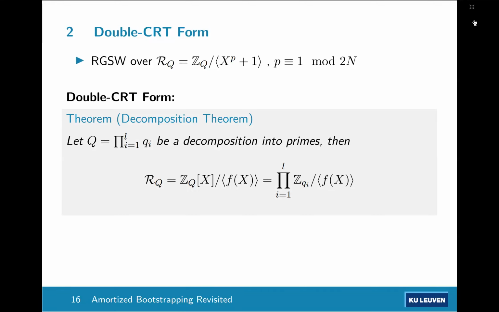We can then use a special technique called the double CRT form by using the decomposition theorem, which uses the Chinese Remainder theorem to split Q into individual primes, the small Qi, which actually do fit in the native integer types. Which is all fun and games, but we don't know if every element in a polynomial ring can be represented in such a double CRT form.